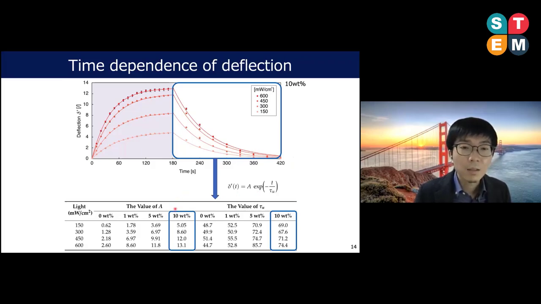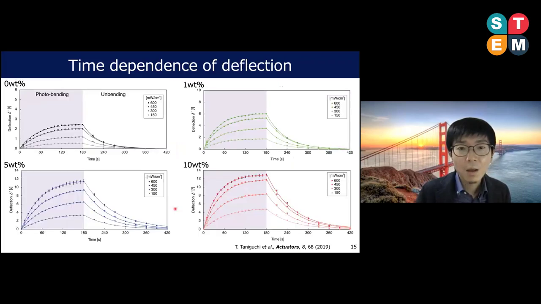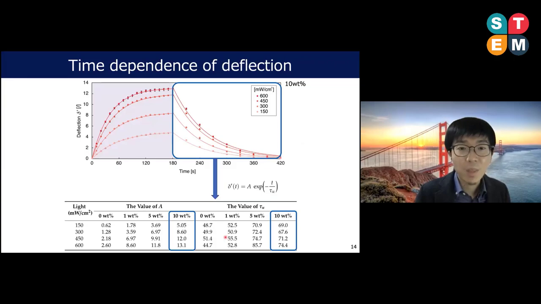Then such observation and fitting procedure was applied to the other powder contents. All these observations were done repeatedly three times, and this slide shows the summary of the observations of different powder contents. As the result of the observations, I obtained tau and A like this.